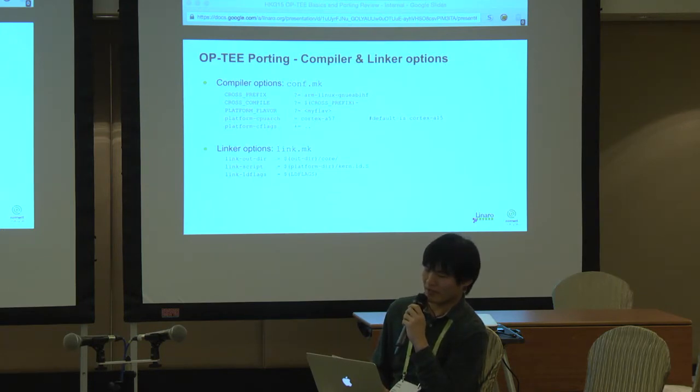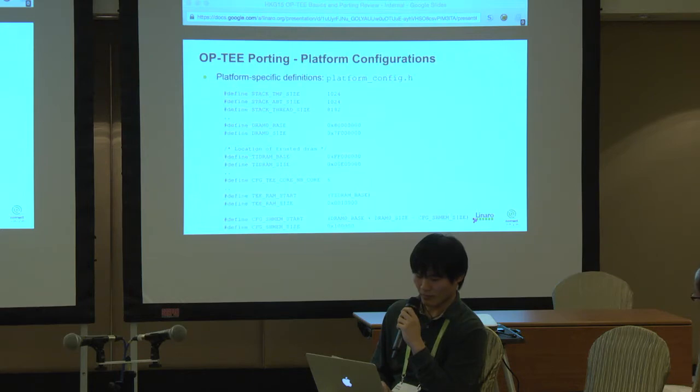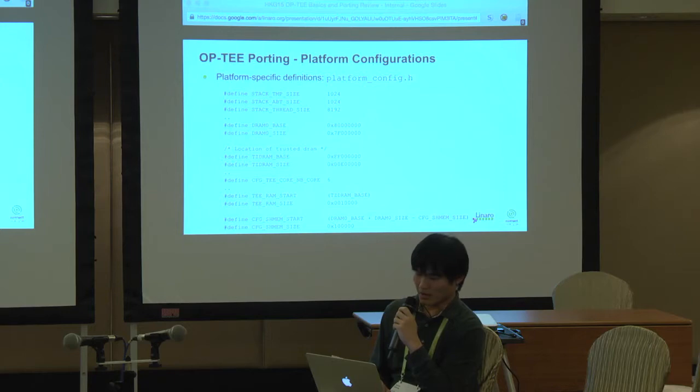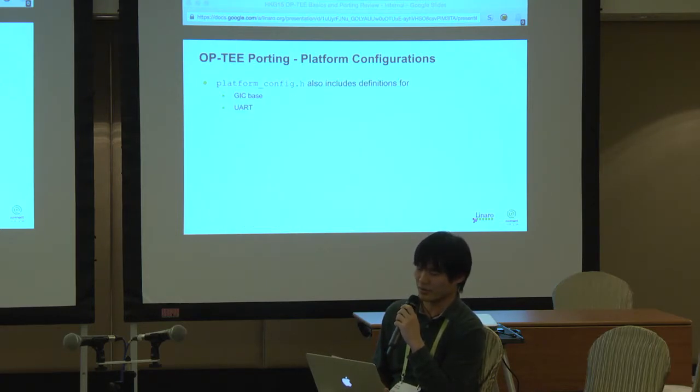So in the config.mk file, we have our compiler options. This is where you'll list your cross prefix, your platform flavor, CPU arch, and other additional compile flags. The link.mk file contains rules to link the TEE core and perform any related tasks. The platform config file here is where you find most of the defines required for your platform. You can allocate stack sizes, start address and sizes for various RAM defines, and also number of cores. The list is actually quite long to go through here, but in general it also covers I/O devices like your GIC controllers and your UARTs.